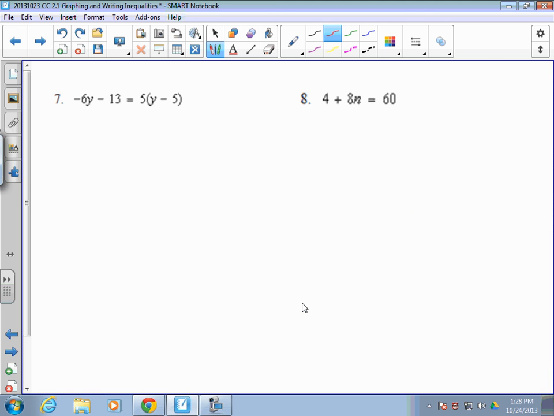7 says negative 6y minus 13 equals 5 times y minus 5. 5y, you have to distribute, and 5 times negative 5 is minus 25. Now you have variables on both sides. Bring your smaller variable, negative 6y, over to your larger 5y by getting rid of the minus and adding 6y. Do the same to this side.